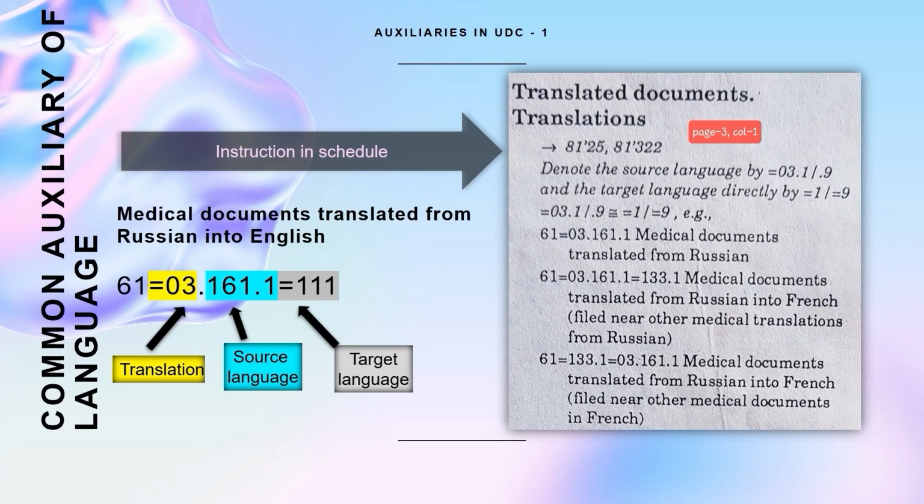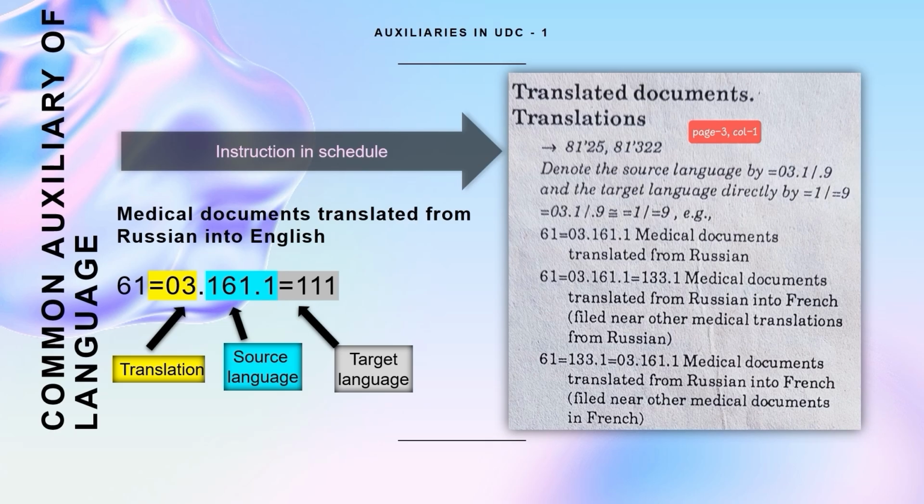So you will find that the source language is denoted by =03, then 1/9, and the target language directly by =1 to =9 in the language auxiliary. So these again are =03 subdivided as =1/=9, and you see the example given here.